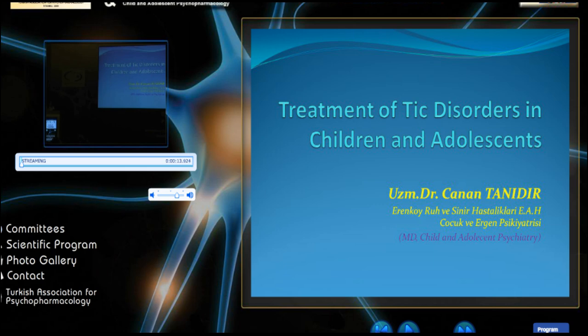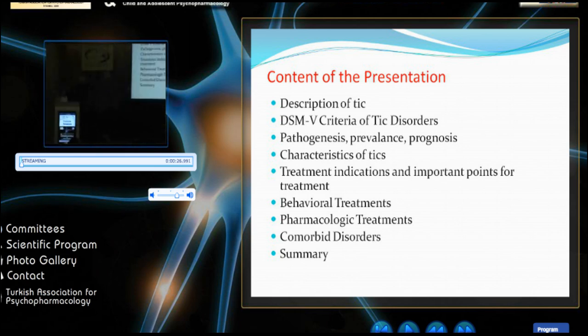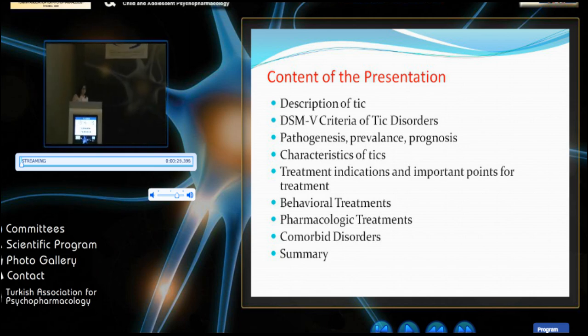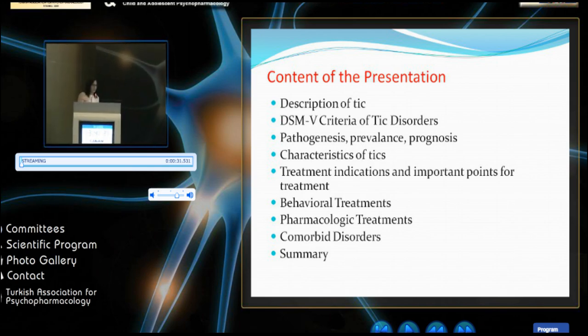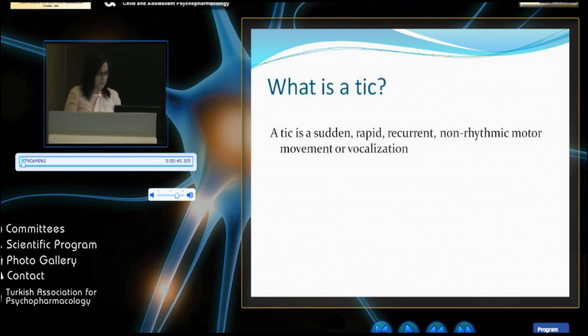In summary, I will be talking about treatment of tic disorders, and I will be talking about recent trends in terms of treatment and treatment tendencies in the new guidelines. This is the content of my presentation: description of tic, DSM-5 criteria for tic disorders, because there are some changes in DSM-5, pathogenesis, prevalence, prognosis, characteristics, treatment indications, behavioral treatment, pharmacological treatment, and then I will be talking about all of them in summary.